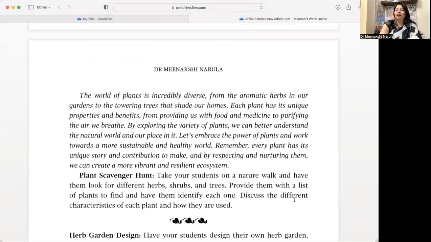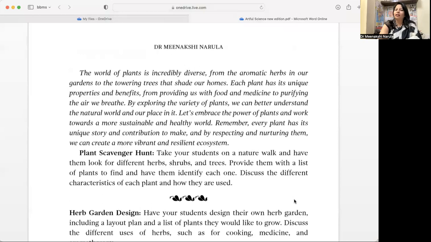So, the world of plants is incredibly diverse, from the aromatic herbs in our gardens to the towering trees that shade our homes. Each plant has its unique properties and benefits, from providing us with food and medicine to purifying the air we breathe. By exploring the variety of plants, we can better understand the natural world and our place in it. Let's embrace the power of plants and work towards a more sustainable and healthy world. Remember, every plant has its unique story and contribution to make. And by respecting and nurturing them, we can create a more vibrant and resilient ecosystem.